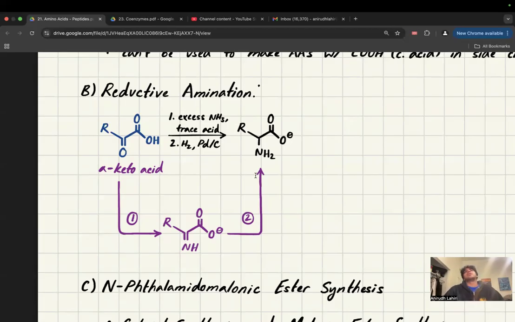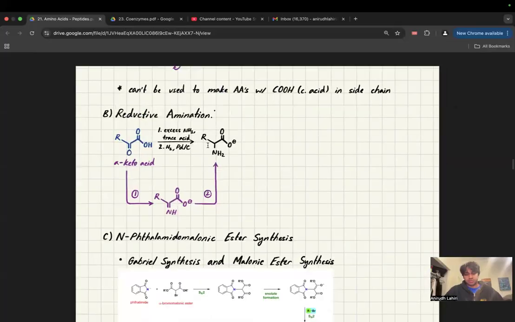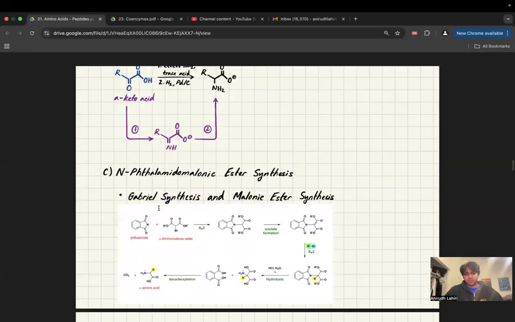We could also use NaBH3CN, whatever reduces imines and enamines, I think. But H2 palladium on carbon is what's generally accepted, and what you should have memorized.